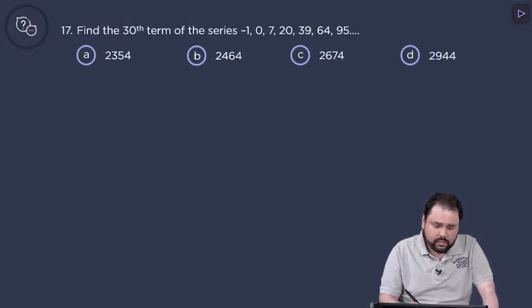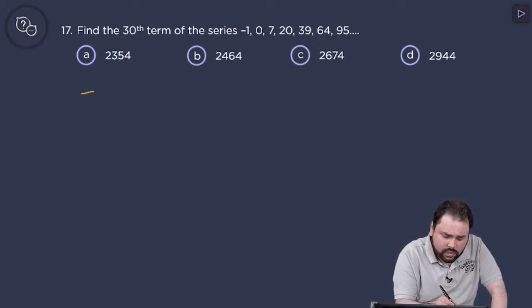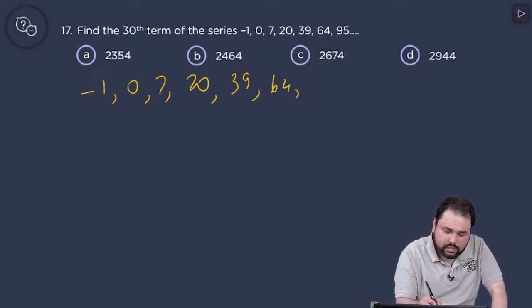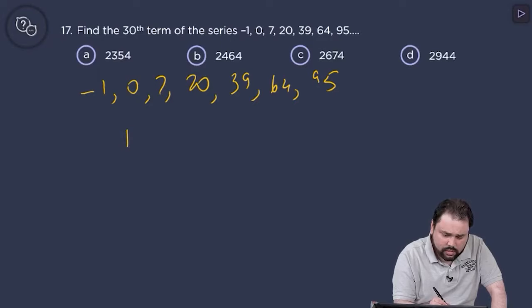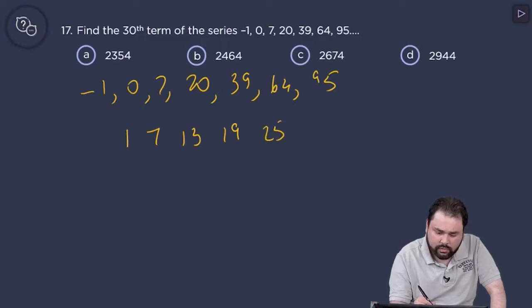Okay. Find the 30th term of the series: minus 1, 0, 7, 20, 39, 64, 95. First differences are 1, 7, 13, 19, 25, 31.